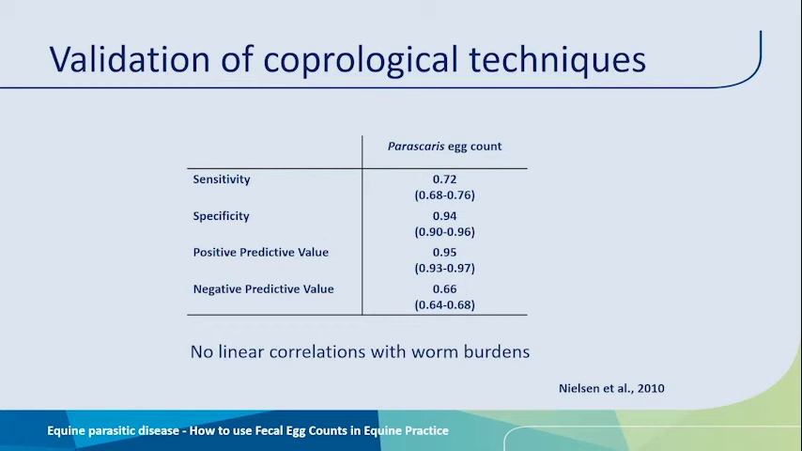And most importantly, there is no linear correlation with the worm burdens. We just don't have that. Higher egg counts don't mean more worms, and this is for strongyles as well as ascarids. Unfortunately, this is just the case, and we just have to know that when we talk to our clients, that more eggs don't mean more worms.